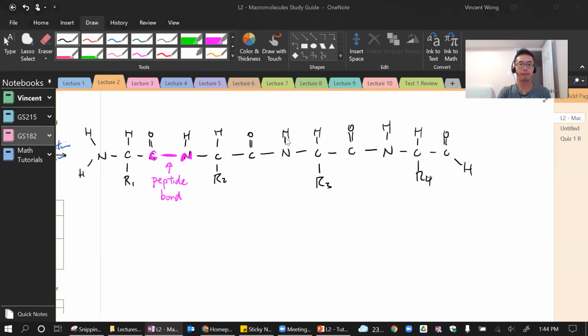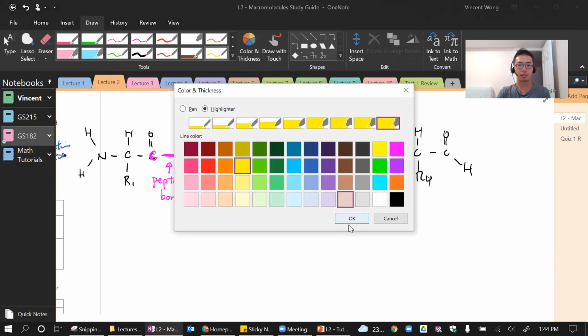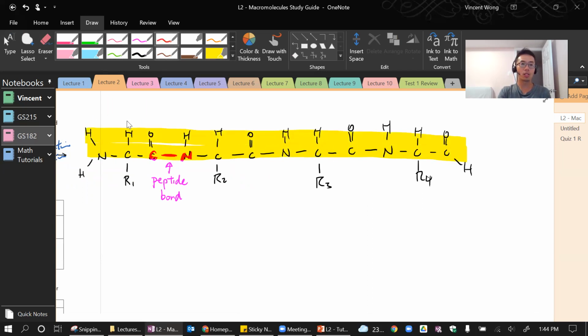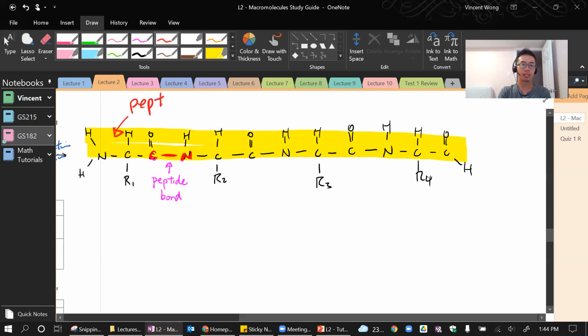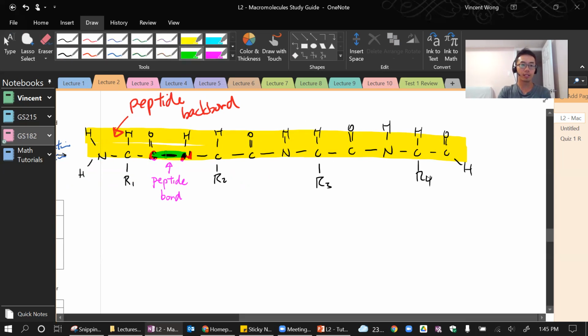So as you can see in this structure, you can see this here. This is just the same thing over and over again, right? That is called the peptide backbone. It's the same structure. And then the stuff here in between, I'll highlight it with green. That's a peptide bond, that's a peptide bond, that's a peptide bond, right? And all these things are side chains.